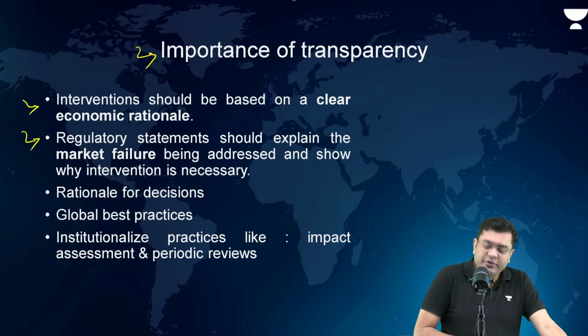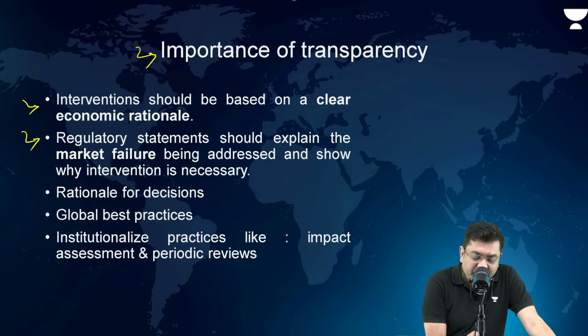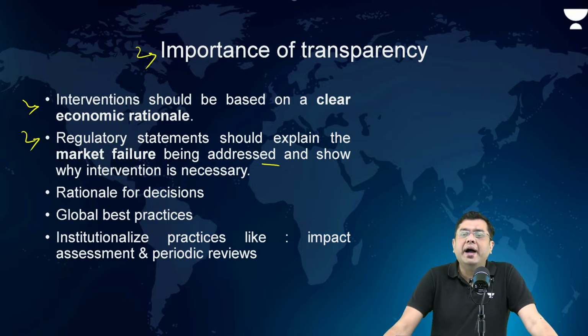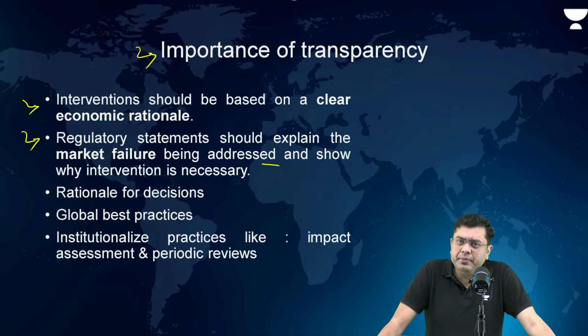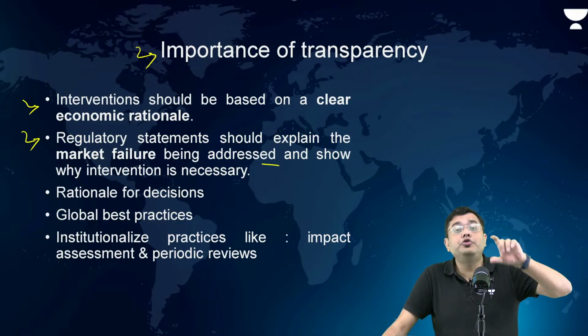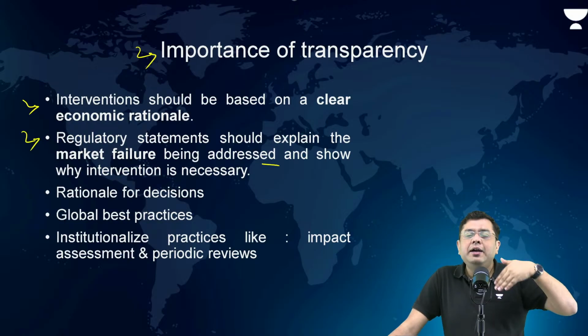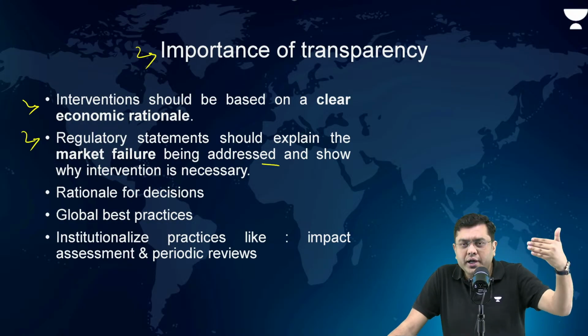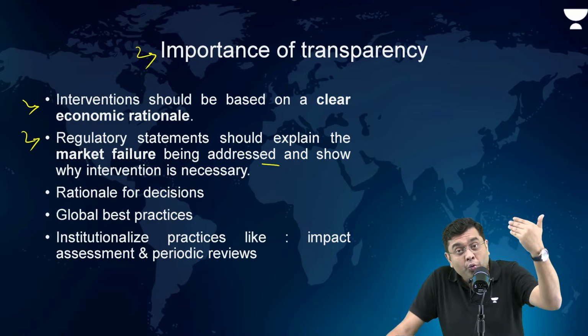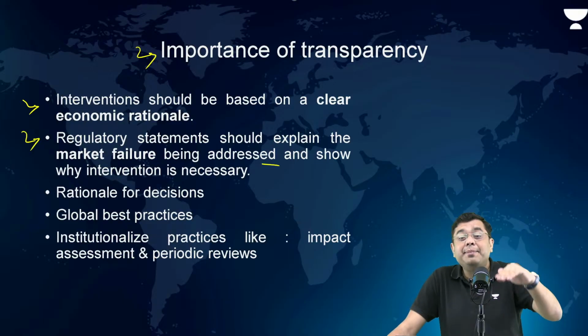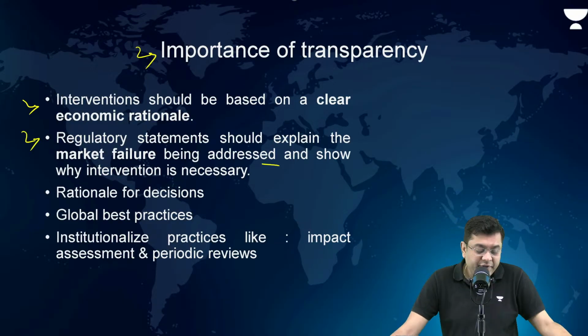Regulatory statements should explain the market failure being addressed and show why intervention is necessary. For example, we have seen that RBI has cut the rates drastically this month. This time it has issued some notification and justification, but that is not always the case. So one should be able to understand what is the future in this particular market and why we are taking this step now.